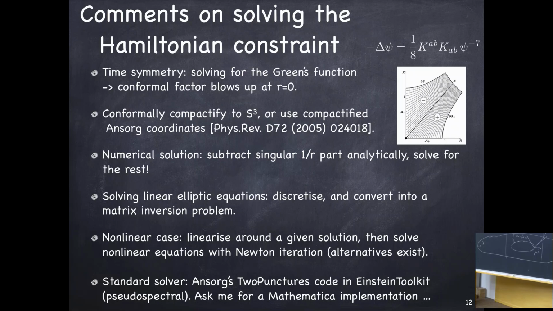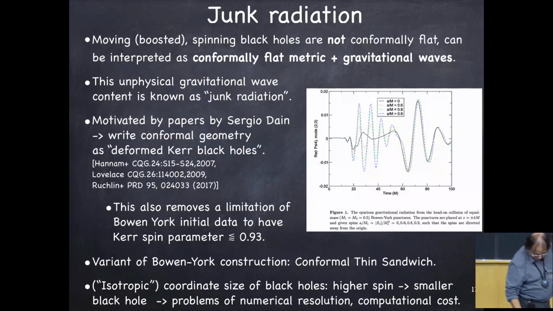There's a number of technical things that come in, very sophisticated coordinate systems. But if you work in numerical relativity and you want to set up black hole initial data, you can, for example, go to this Einstein Toolkit code. There's a module called TwoPunctures, and you can use it to solve. I have a Mathematica code. If it's interesting, I can give you a Mathematica code which also solves these equations. Otherwise, let's not dwell on the technicalities. Let's talk about some other thing, which is junk radiation.